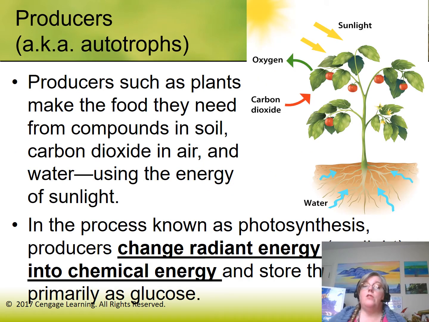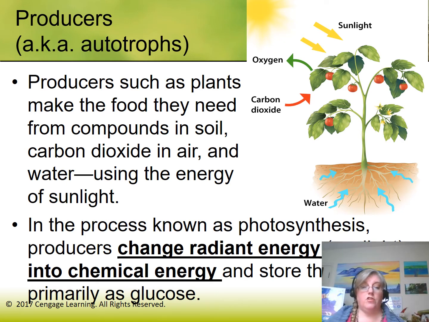The producers are also called autotrophs. Plants, the producers, are also called autotrophs. So producers, like the plants, make their food as they need from the compounds in the soil, the carbon dioxide in the air, and the water using the energy of the sunlight. You know the basics of how photosynthesis works, but do you realize that they are taking radiant energy and changing it into chemical energy? They are actually changing one type of energy into another type of energy, and that's pretty impressive. Okay, they're taking the energy of sunlight and turning it into chemical energy, glucose.